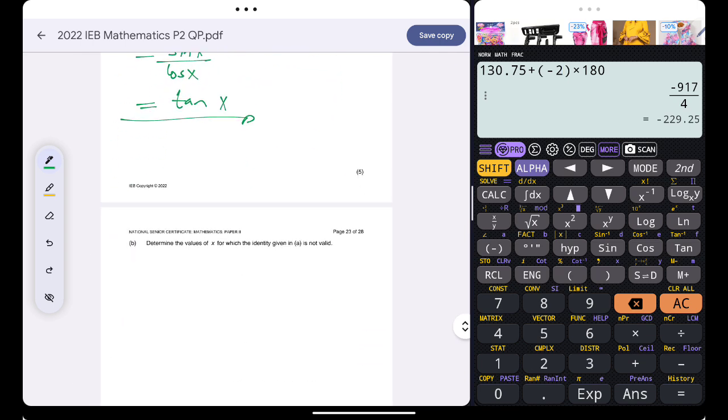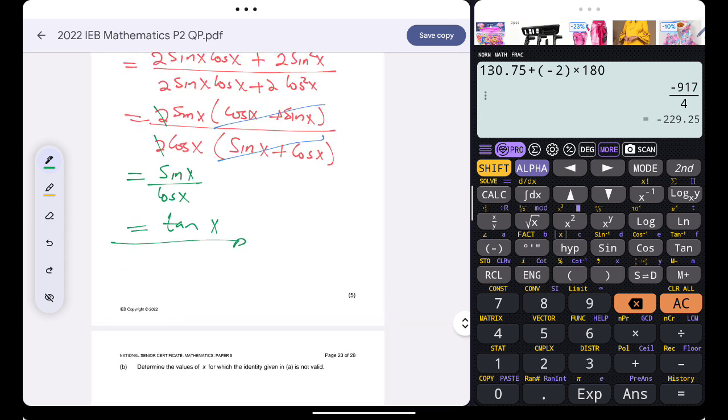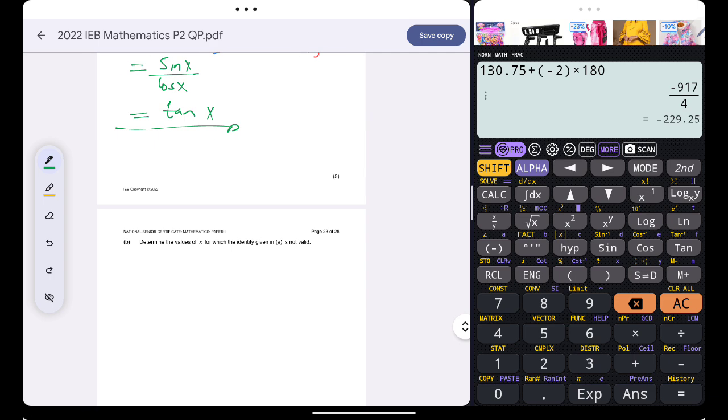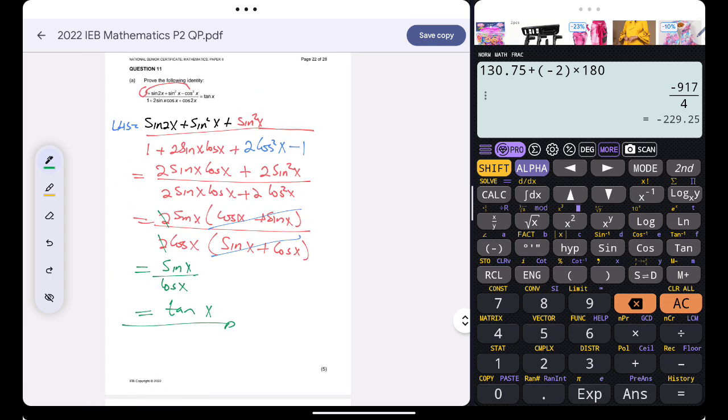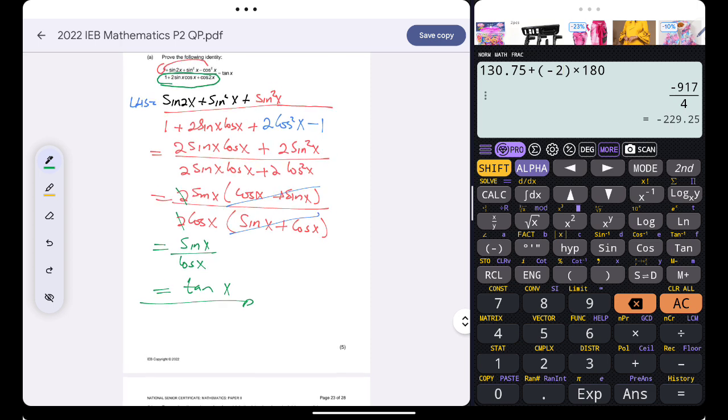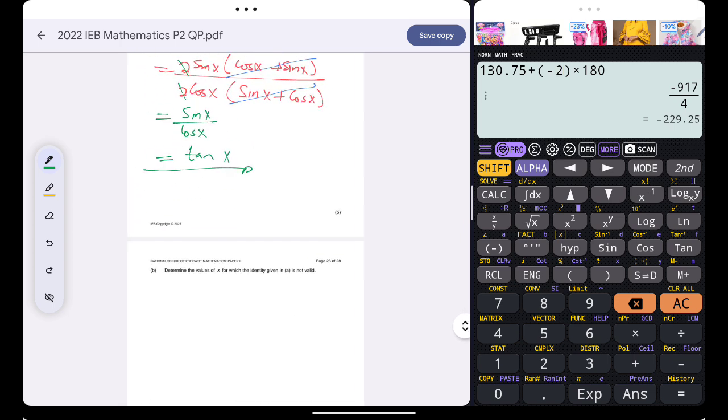Now I'm asked to determine the values of x for which the identity is undefined. How many marks? 6. Okay. Since it is 6 marks, that means I must take this complicated side and make it equal to 0. So I have 1 plus 2 sine x cos x plus cos 2x is equal to 0, right?